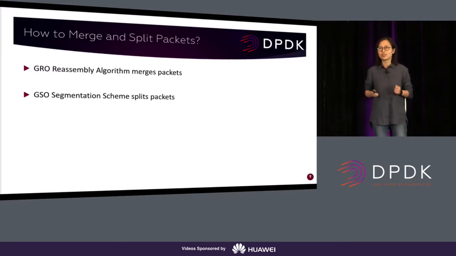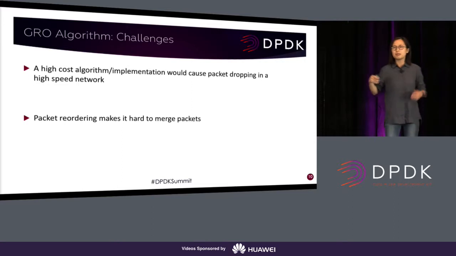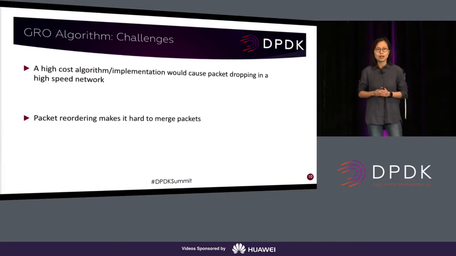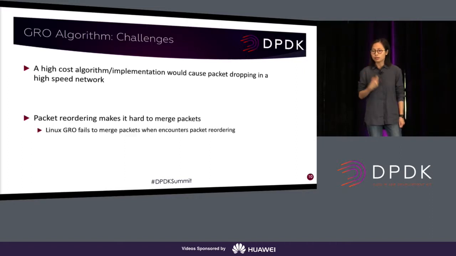The GRO library uses the reassemble algorithm to merge packets, and the GSO library uses the segmentation scheme to split packets. Let us see the GRO part first. To implement a GRO reassemble algorithm, we have two challenges. The first one is that a high-cost algorithm would cause packet dropping, especially in a high-speed network. And secondly, packet reordering makes it hard to merge packets. For example, Linux GRO fails to merge packets when encountering packet reordering.